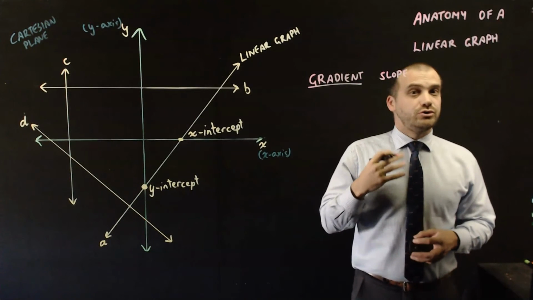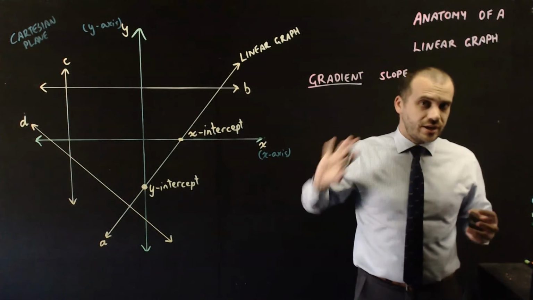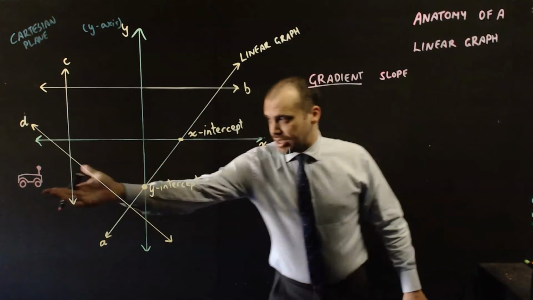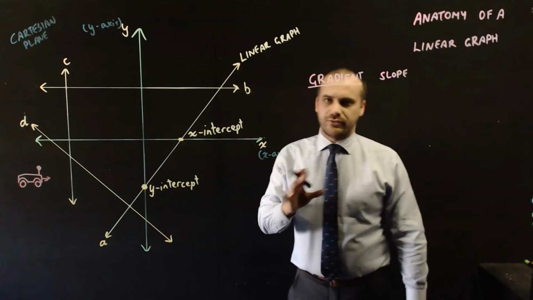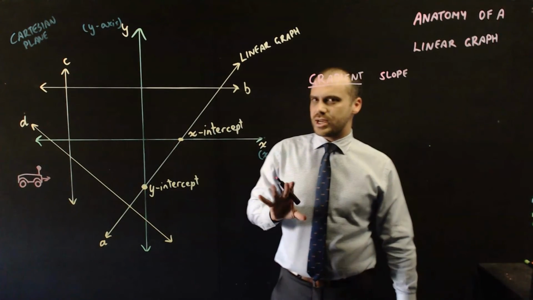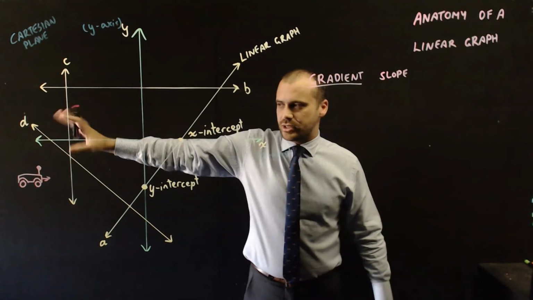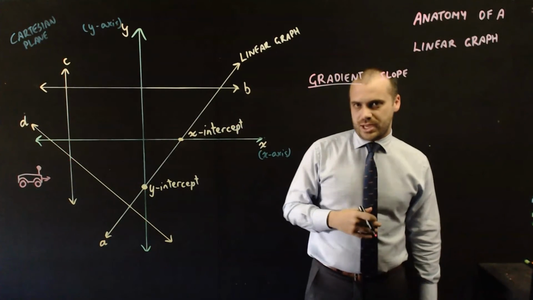All right, now I want you to imagine a car over that side. Now, look at that car. It's a terrible car, but it's driving in this direction. Now, for the purposes of gradient, we always start our car on the left-hand side of the page and we drive it across the page.